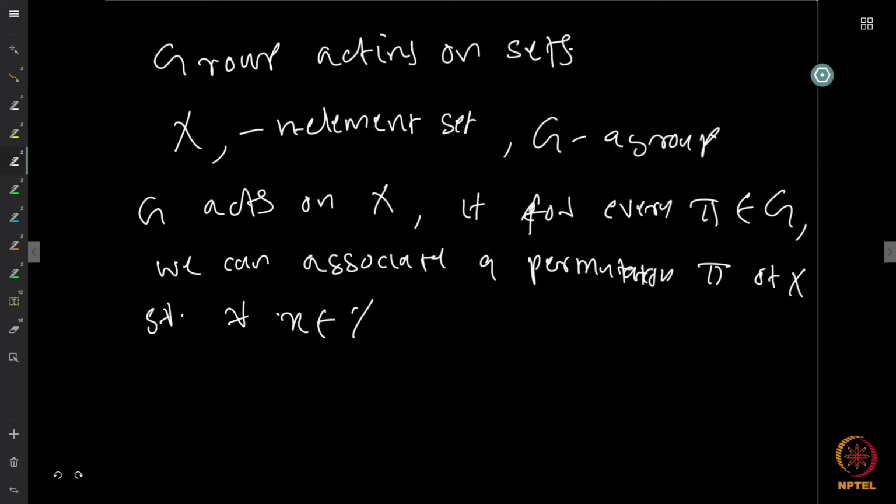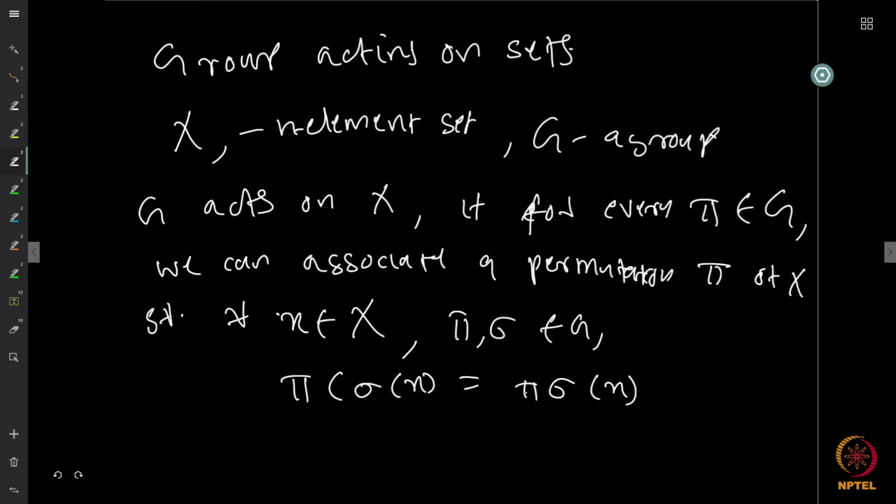element x in X, and two elements, let's say pi and sigma in G, we have pi of sigma of x equal to pi sigma of x. Okay, so pi sigma is basically the operation under the group, right? So it's a binary operation in the group. So pi sigma I get, and then pi sigma is an element of the group. So therefore it has a corresponding associated permutation, right? Every element has an associated permutation.